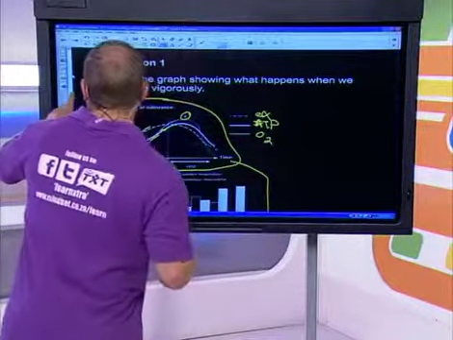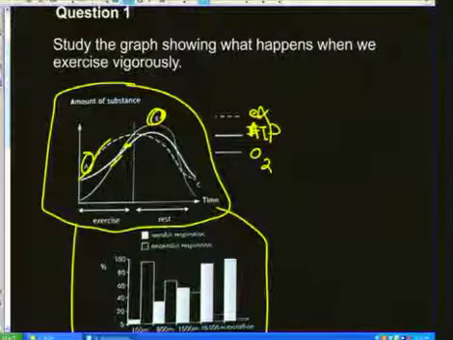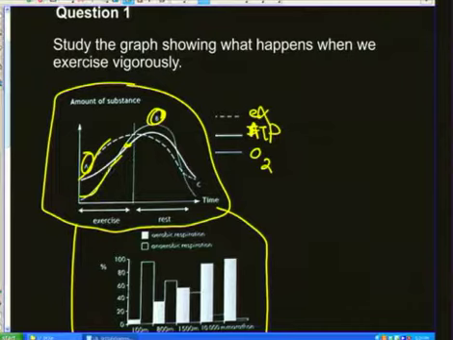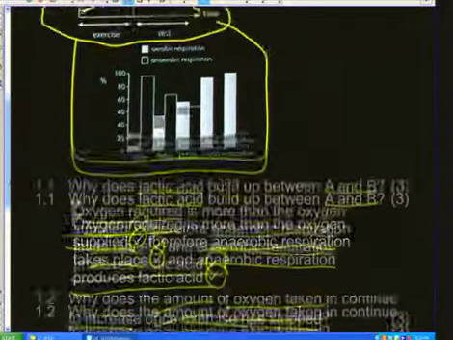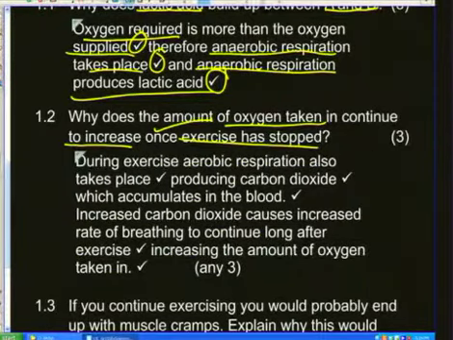So let's see. If you have a look here, B is the oxygen. So the oxygen comes along, it goes up. As we get to a certain point, we start doing aerobic respiration. Aerobic respiration takes place, we don't need that much more oxygen and it goes back down. Okay, so let's look at the question. The question was, why does the amount of oxygen taken in continue to be high even though you finished? Right, and the answer is, let's go through there.